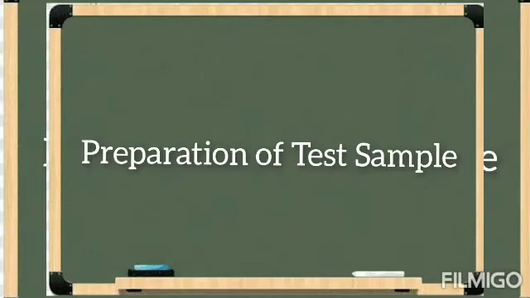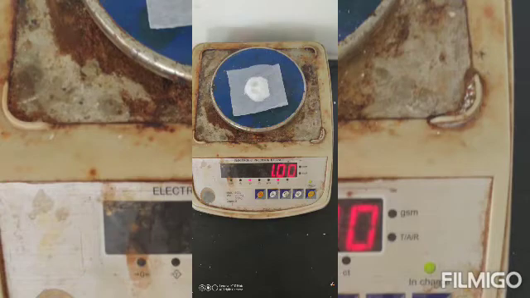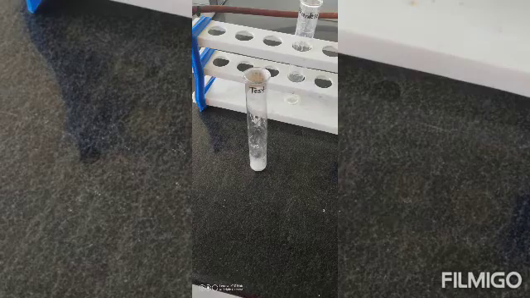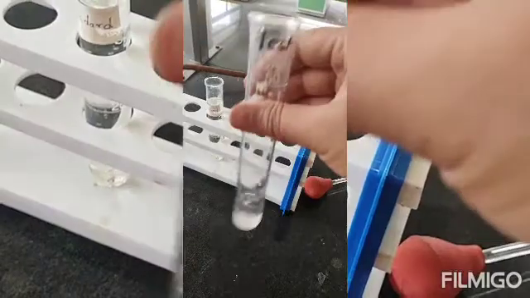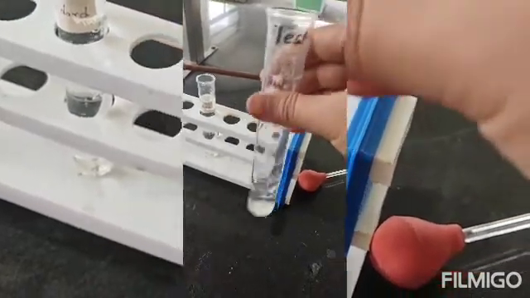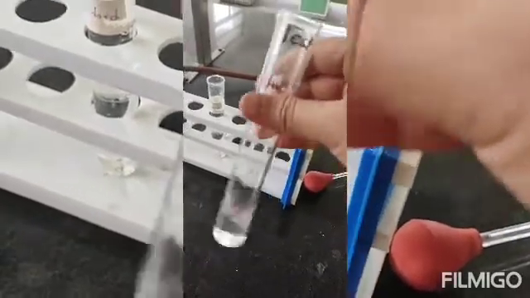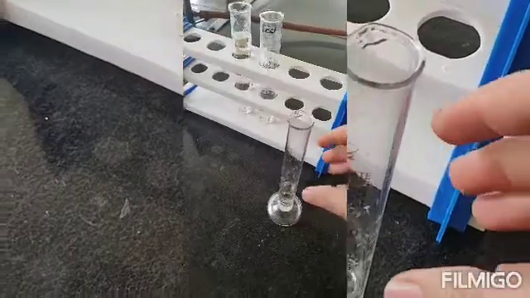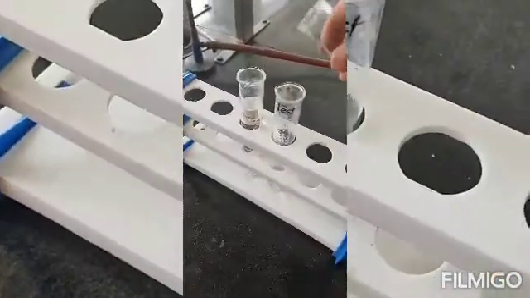Then preparation of test sample. For the test, we are using dextrose powder. Weigh accurately 1 gram of dextrose powder and transfer it into the Nessler cylinder. Then dissolve the dextrose powder with the help of distilled water.